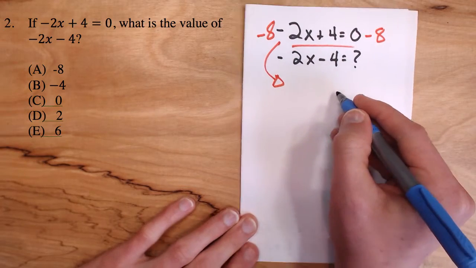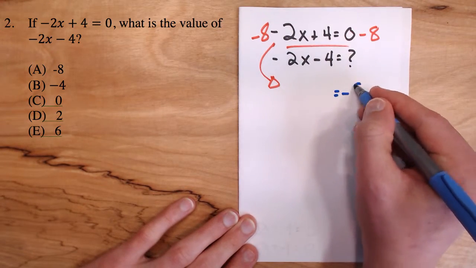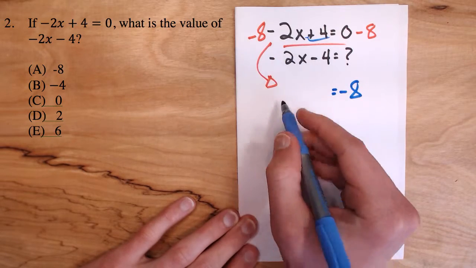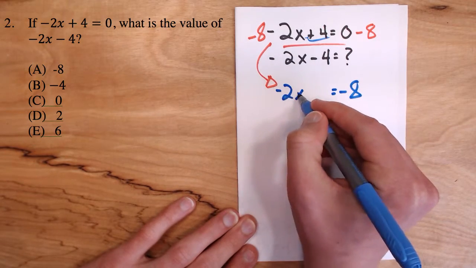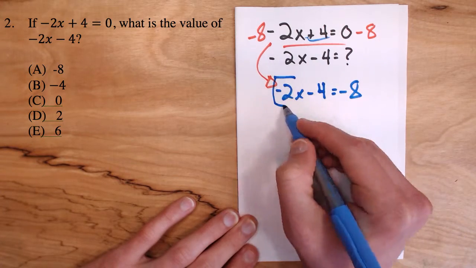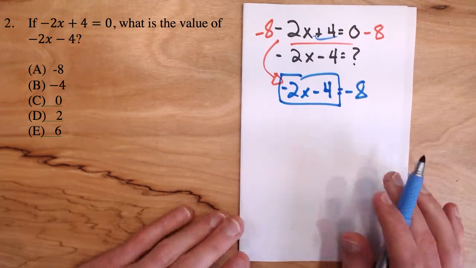On the right side over here, I get negative 8. And on the left side, remember we get 4 minus 8. These terms don't combine because they're not like terms. And I get negative 2x minus 4, which is exactly what we're looking for. So the answer is minus 8.